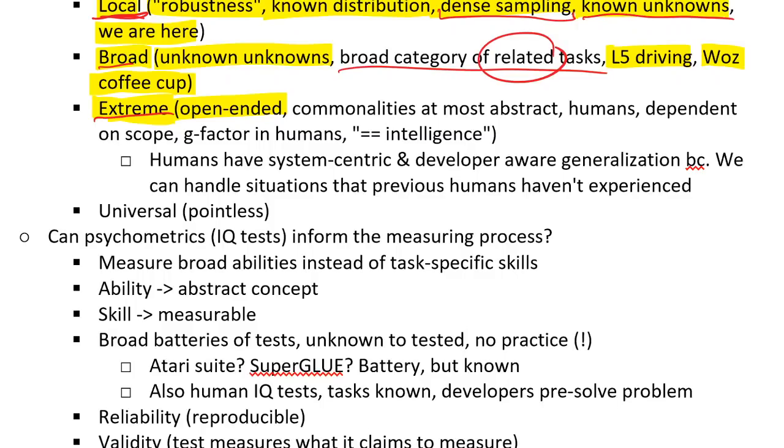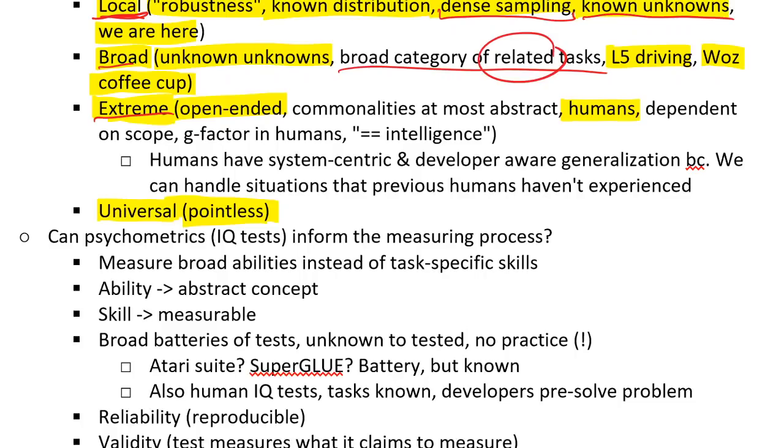But it is different from universal. Universal generalization, Chollet says, is any conceivable task in the universe. And that's pointless, because it's just too much. There's this no free lunch theorem, right? Plus, what we actually want is human level intelligence, and human level intelligence has this property of extreme generalization.